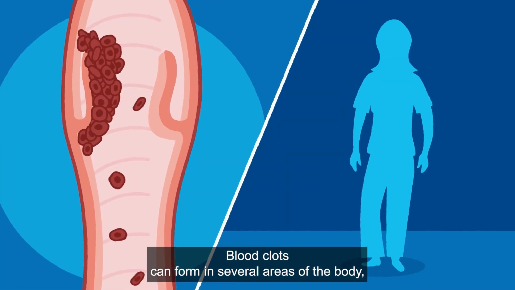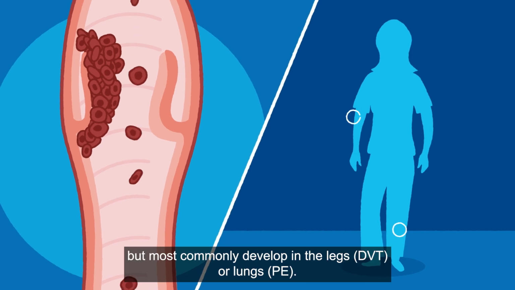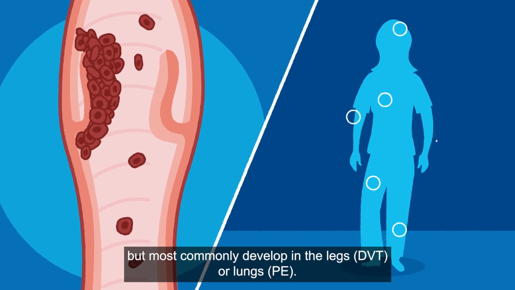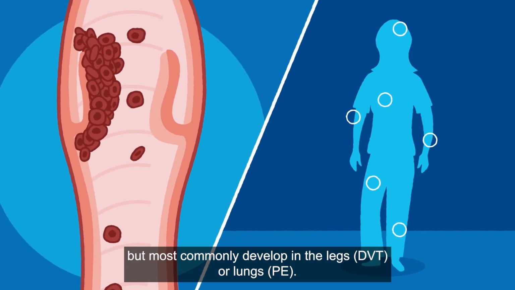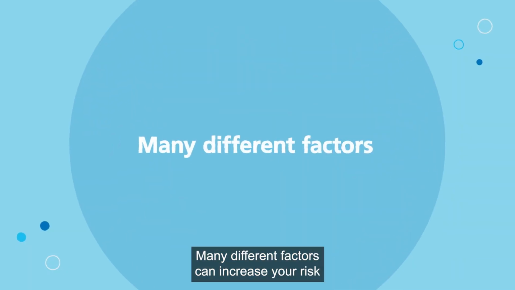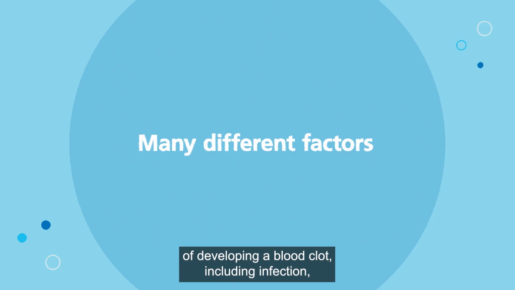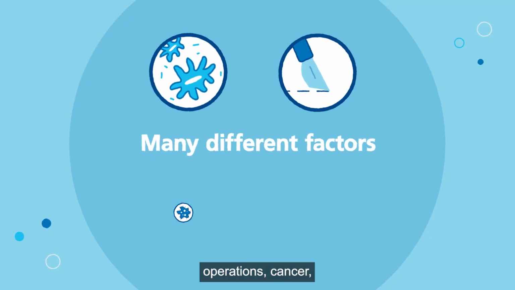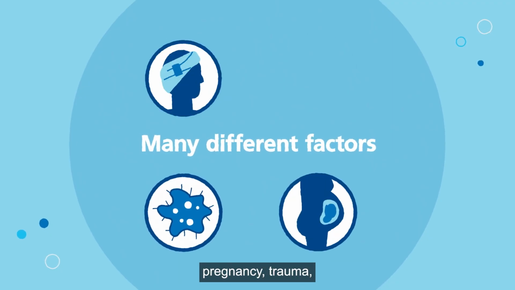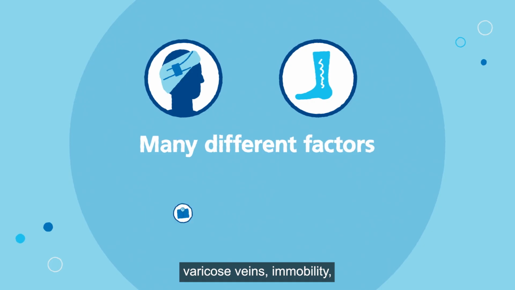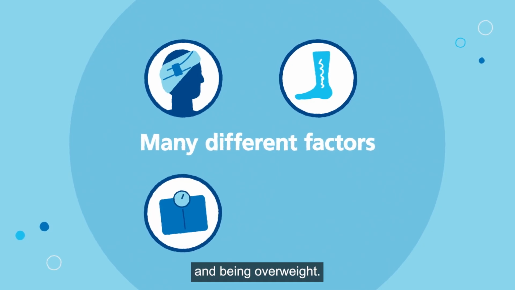Blood clots can form in several areas of the body, but most commonly develop in the legs, DVT, or lungs, PE. Many different factors can increase your risk of developing a blood clot, including infection, operations, cancer, pregnancy, trauma, varicose veins, immobility, and being overweight.